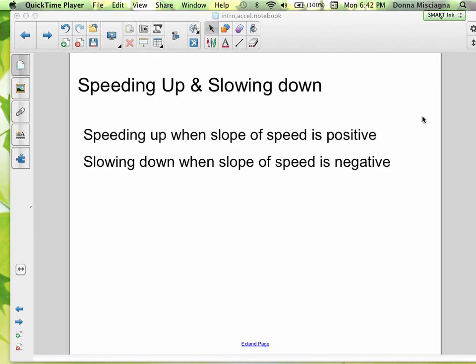Now let's look at speeding up and slowing down. We're speeding up when the slope of speed is positive, and we're slowing down when the slope of speed is negative. But there's a much easier way to figure out when a particle or an object is speeding up and when it is slowing down.